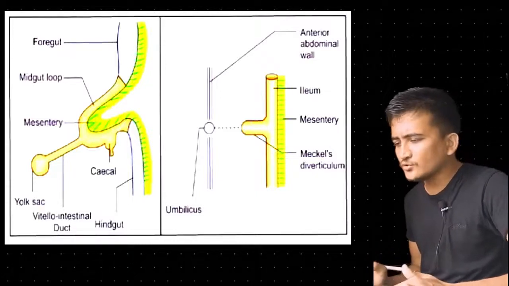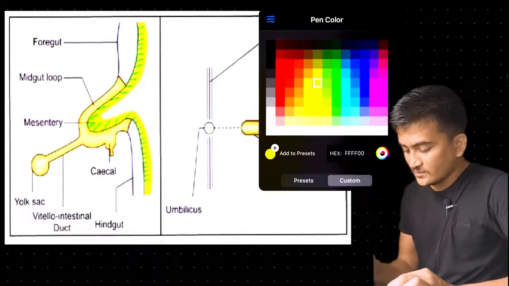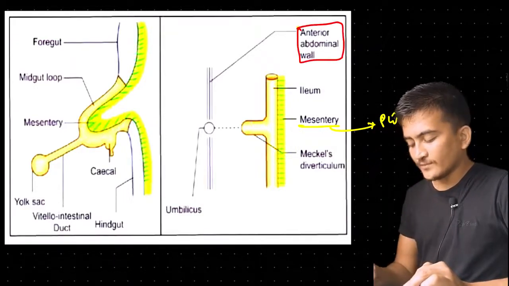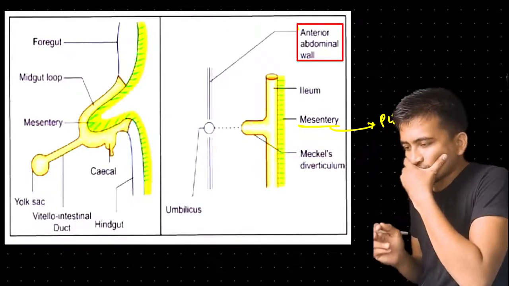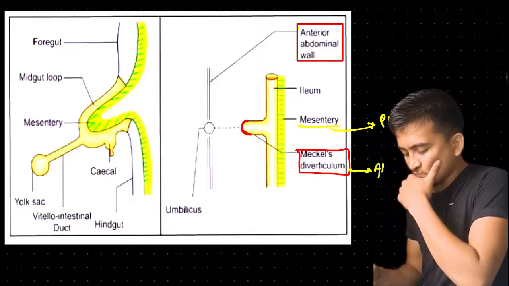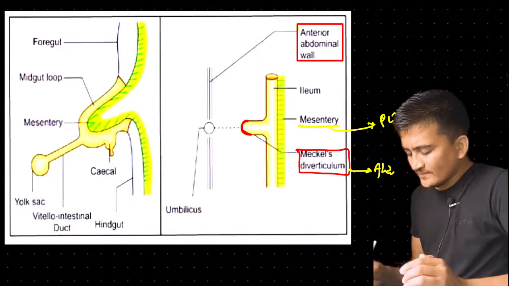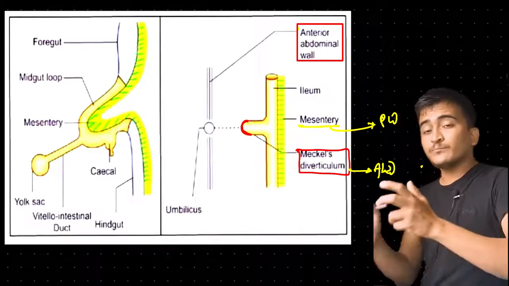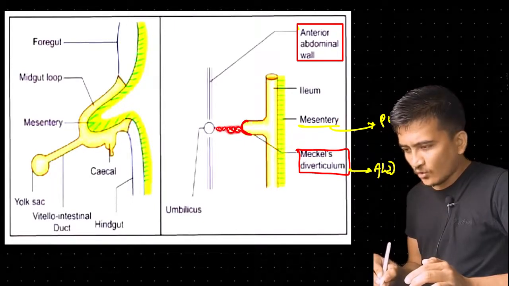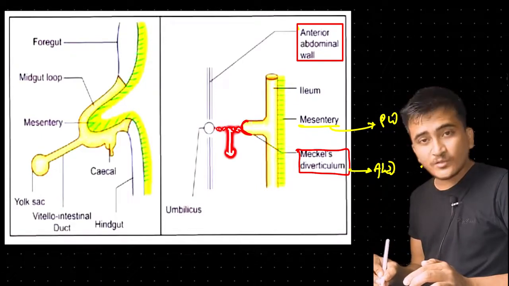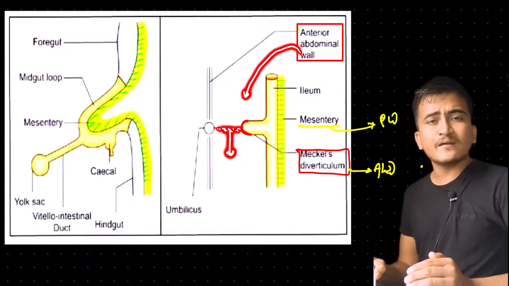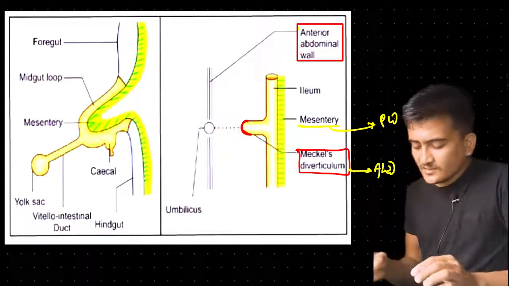Right here, the thing we need to know is where this mesentery is. This mesentery is in the posterior wall, lying toward the posterior wall, and our anterior wall is forward. Meckel's diverticulum, as you can see, is facing toward the anterior wall, which is opposite of the posterior wall. And in the posterior wall we have the mesentery. So this dotted line, you can see right here, is called the anti-mesenteric border. Why anti-mesenteric border? Because it is present toward the anterior abdominal wall, and the mesentery is present in the posterior wall. So we can say it is the anti-mesenteric border.